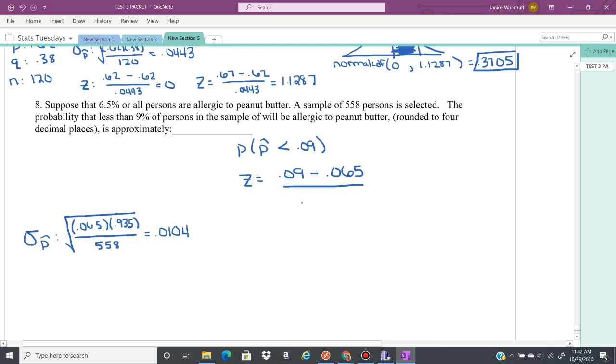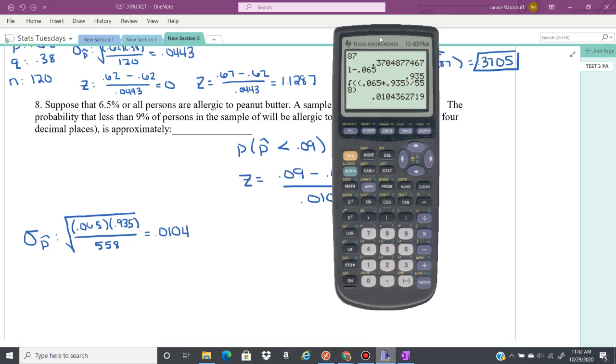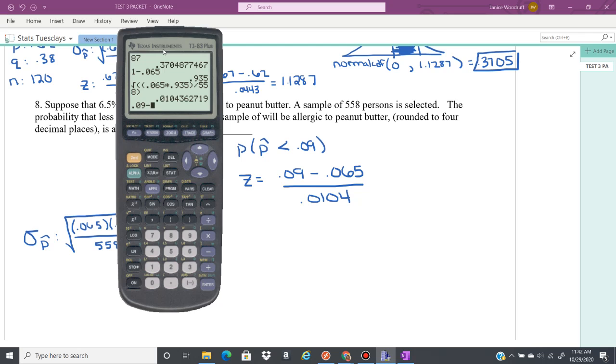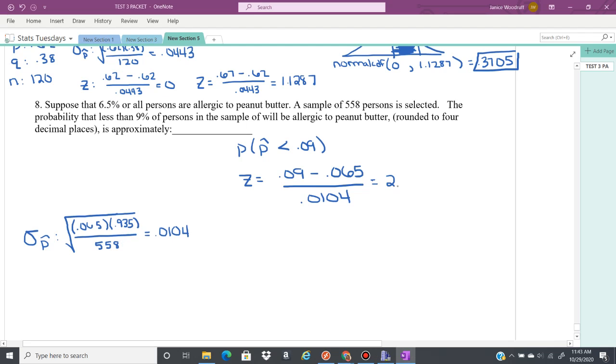Over our standard deviation 0.0104. All right, so 0.09 minus 0.065 divided by 0.0104 gives us 2.4038. That is our z-score. Okay, put this on the chart. Here is 2.4038, and we want the probability that less than that, so that's going to be this area to the left here.